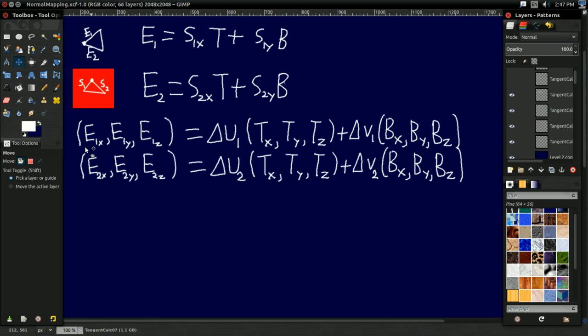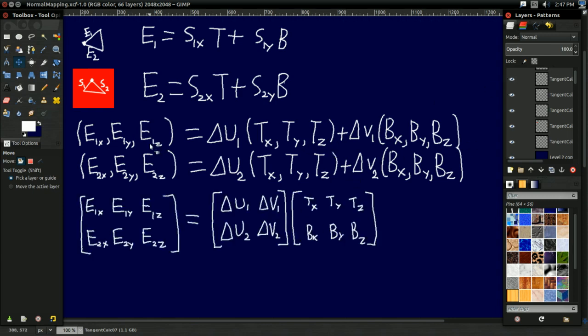We've written them out in terms of their individual components, so E1 x, y, and z, and so on. Same thing, except just written out in terms of the individual components. And rather than S1x and S1y, I've gone ahead and done delta U1 and delta V1. I thought that might make it look a little clearer for some reason, so there you go. It's representing the exact same thing.